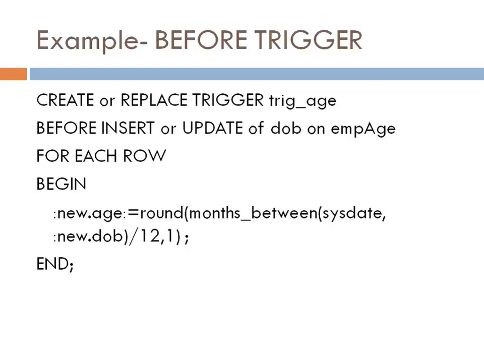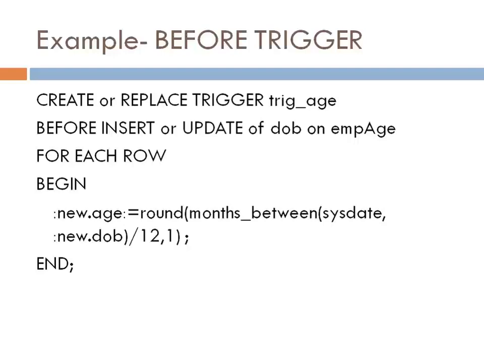First line, create or replace trigger trig_age, this is the name of the trigger. Then it will be executed before insert or update of date of birth on imp age. Imp age is the name of the table, date of birth is the column, and I want that whenever insertion or updation of the date of birth column takes place in the imp age table, this activity will be done for each row. This is an example of a row level trigger because I have added here for each row, and this is a very simple trigger.